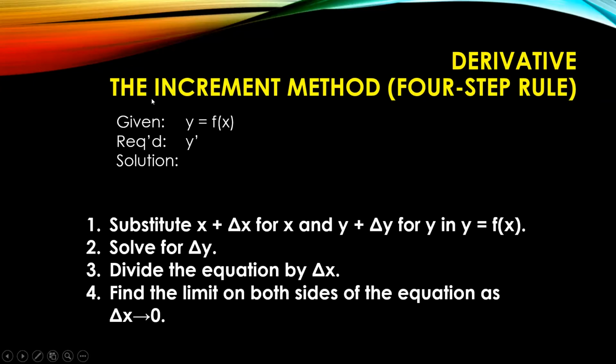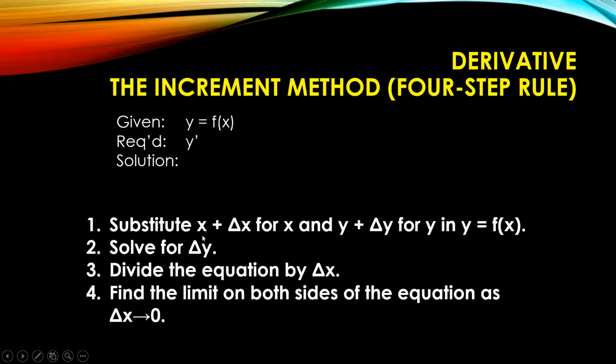So let's discuss the increment method, basically the 4-step rule. Some people call it the 4-step rule, sometimes some call it 5-step rule, or I don't know. With me, it's just the increment method. So basically in this, you are given any function y equals f of x. You're required to give us the first derivative. So how do we do that?